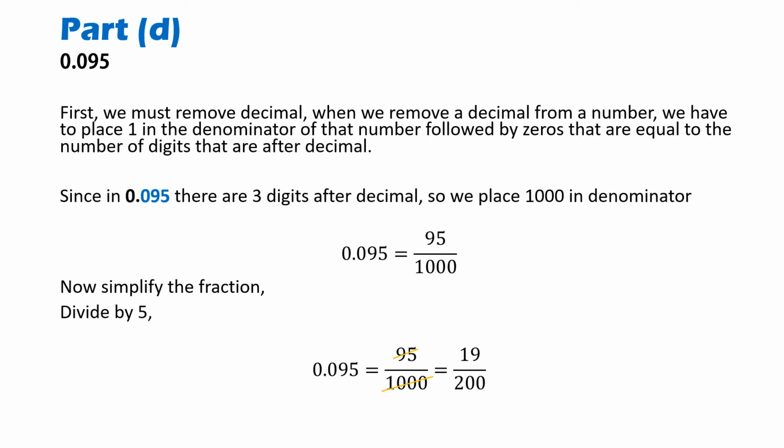Part D. First, we must remove decimal. When we remove a decimal from a number, we have to place 1 in the denominator of that number followed by zeros that are equal to the number of digits that are after decimal. Since in 0.095 there are 3 digits after decimal, so we place 1000 in denominator, then simplify the fraction, so here we have 19 upon 200 as a simplified fraction.